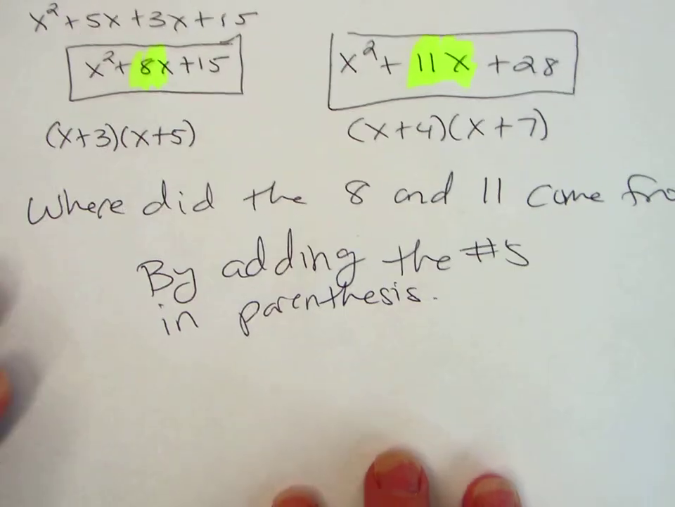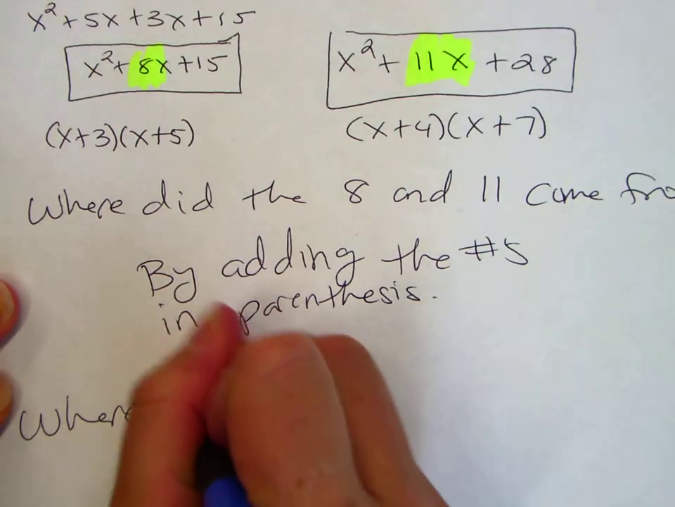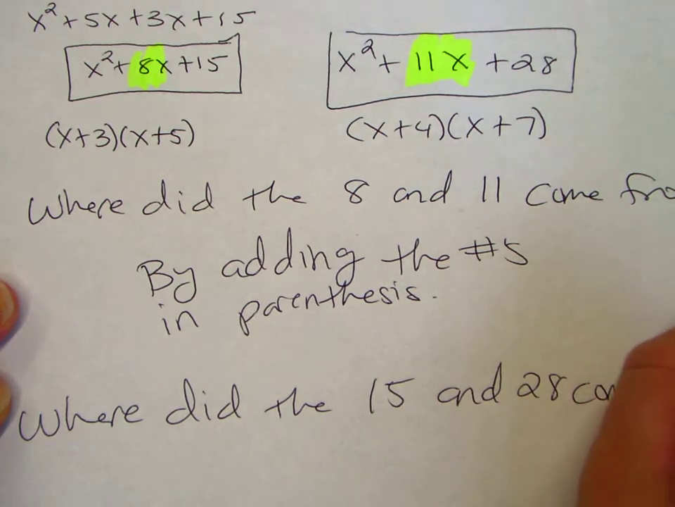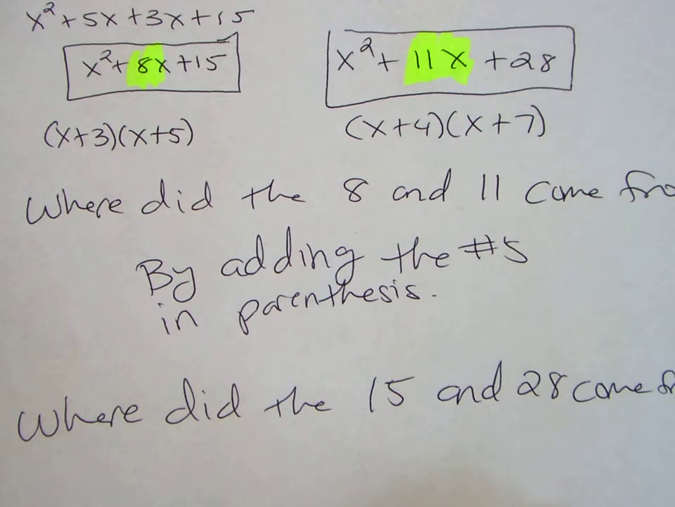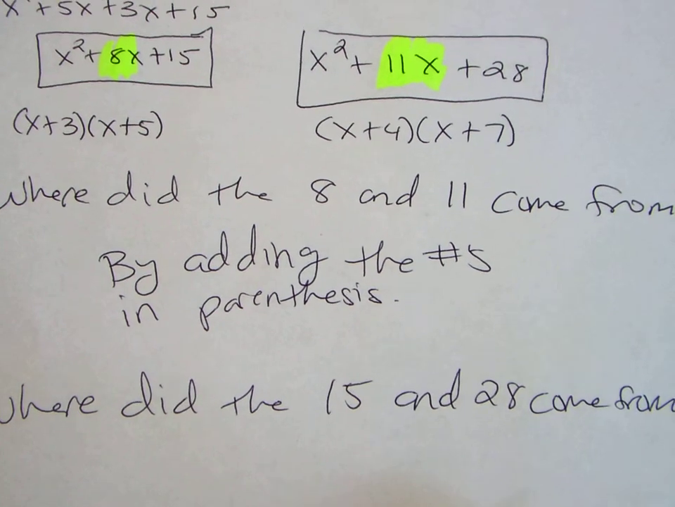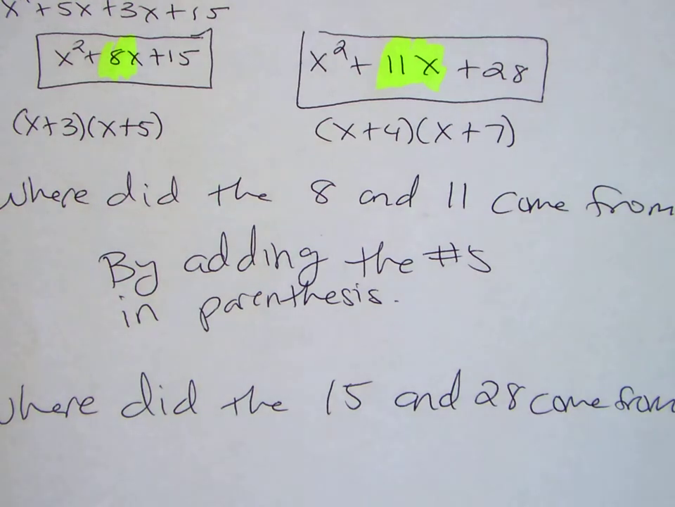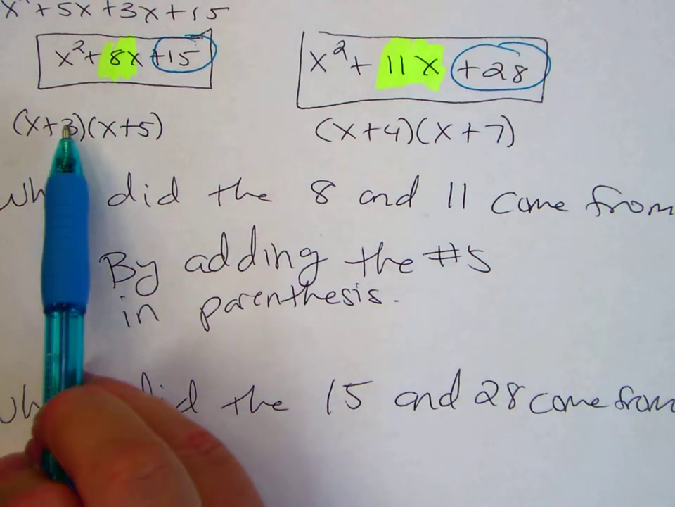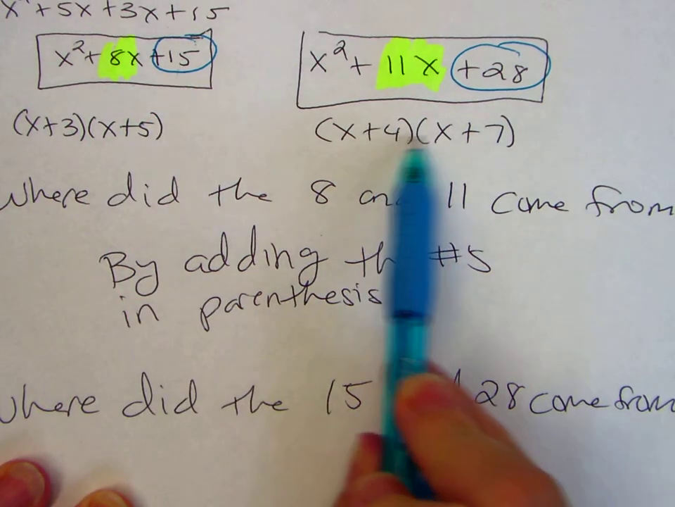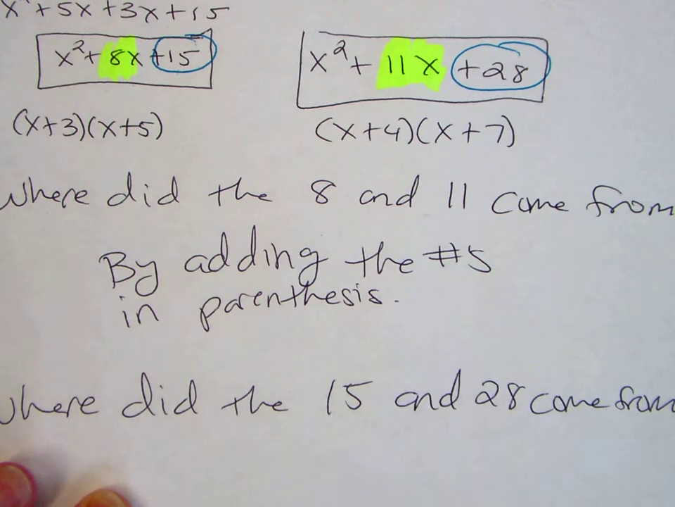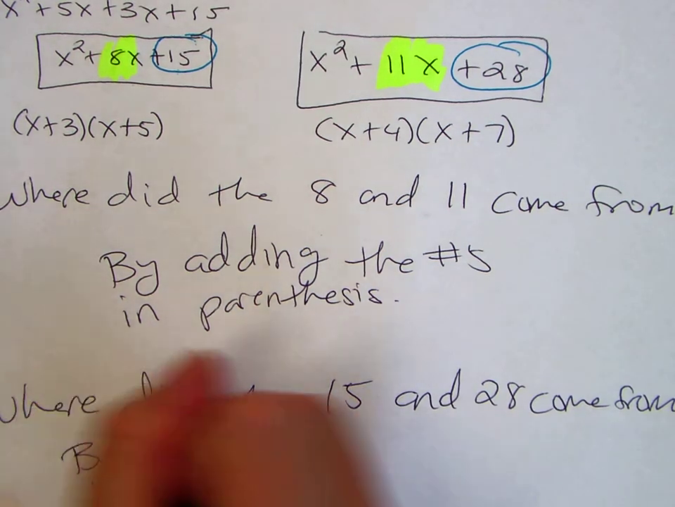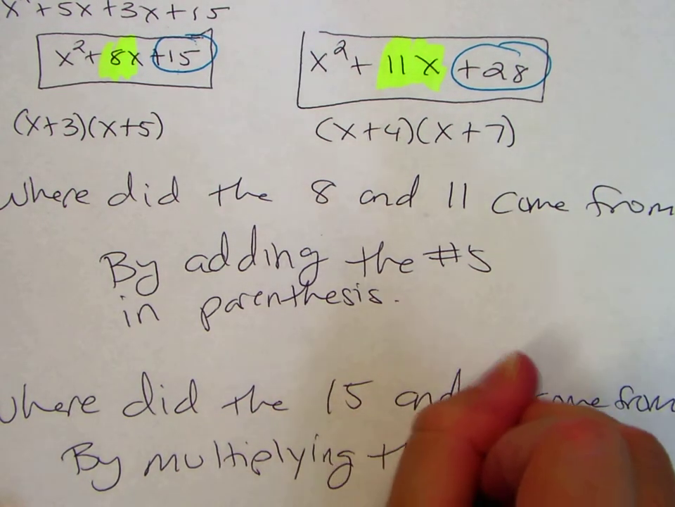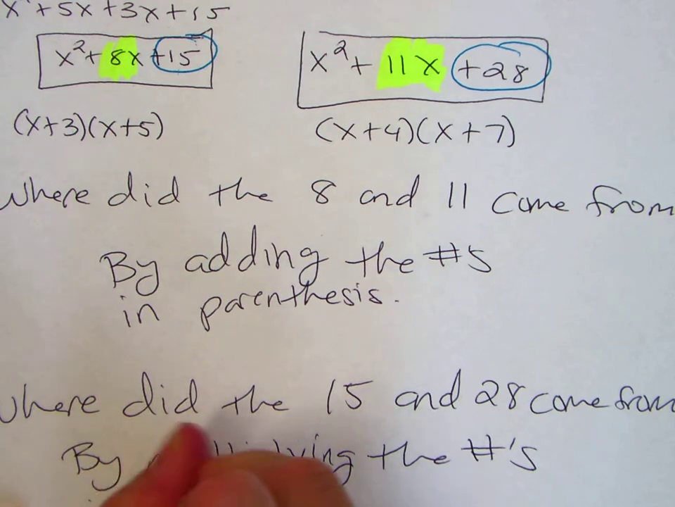Now, similarly, where did the 15 and 28 come from? Look at the original problem. 15 is right here. 28 is right here. Where did those come from? 3 times 5 is 15. 4 times 7 is 28. Right? So it's by multiplying the numbers in the parentheses.